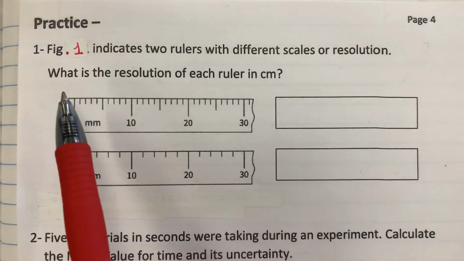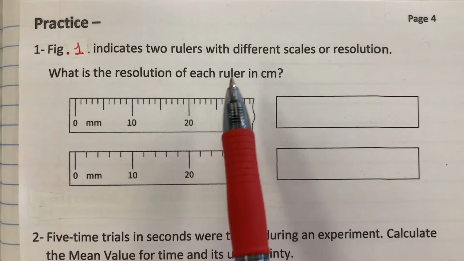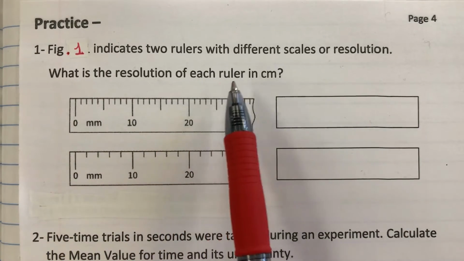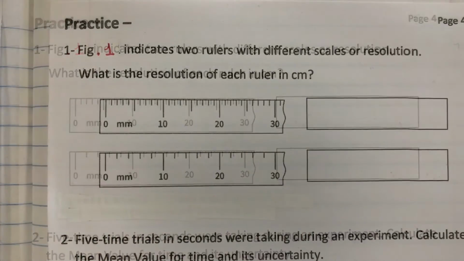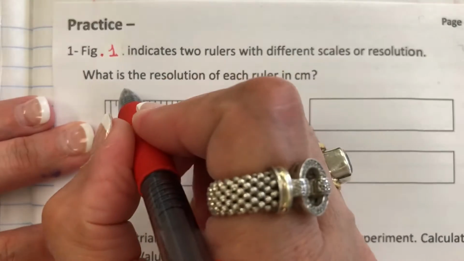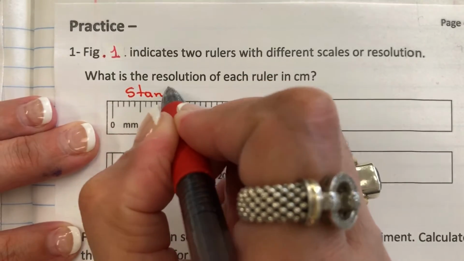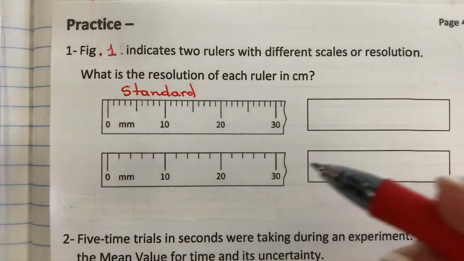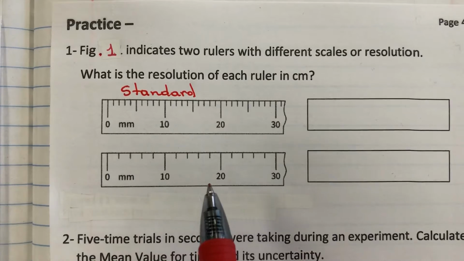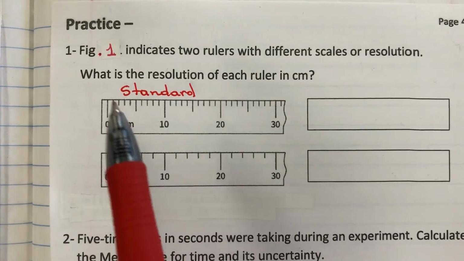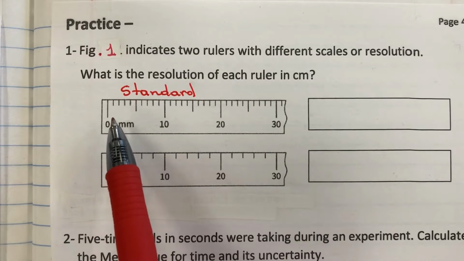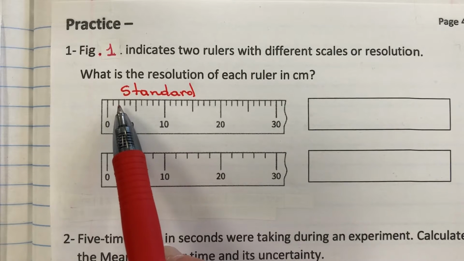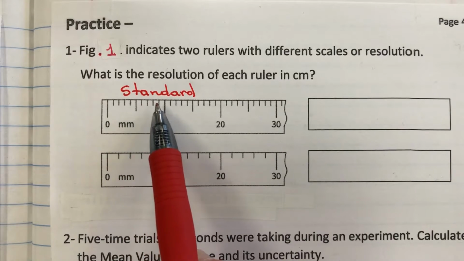Problem 1. This picture indicates 2 rulers with different scales or resolution. What is the resolution of each ruler in centimeter? This first ruler is the standard ruler, which means that it is the correct one that you are going to base on in order to determine the resolution of the second ruler. For this ruler, as you see, the smallest increment is 1 millimeter. So 1, 2, 3, 4, 5, 6, 7, 8, 9, 10.